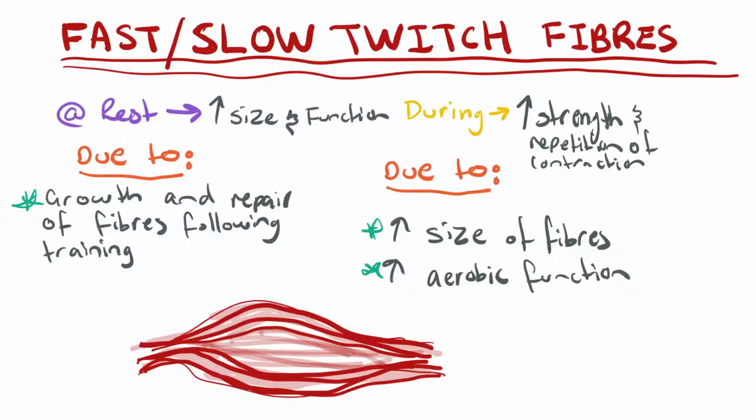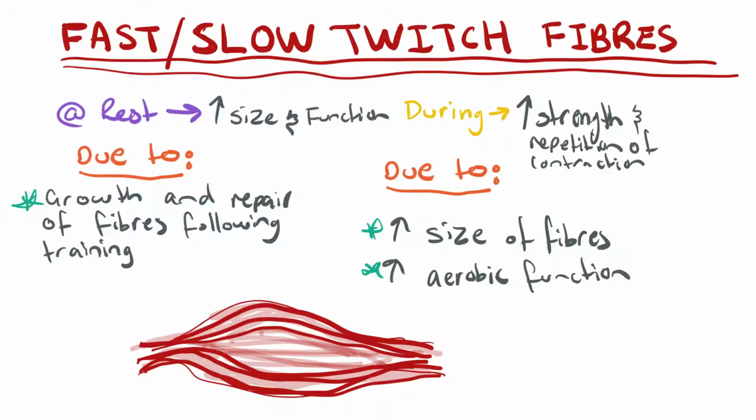Now, during it, we have an increase of strength and repetition of contractions, or our ability to contract our muscle either faster or for longer. And this is due to the increased size of fibers that have happened at rest from a previous session, and also, which is important to note, an increase of aerobic function. So the more aerobically fit we are, the longer we can perform, and therefore the more contractions we can do, or actually the size of the contraction that we can do.